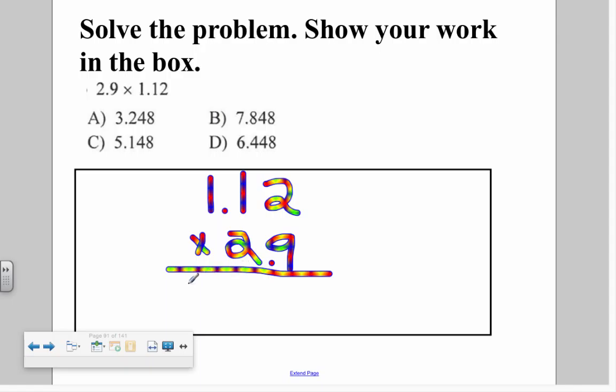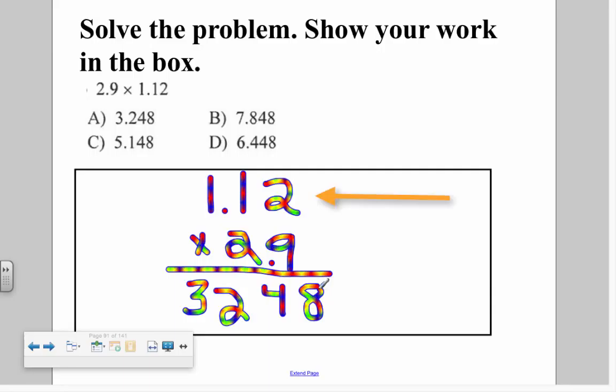So 112 times 29 is 3,248. Now if you remember, I need to count how many decimals are behind my number in 1.12. How many decimals are behind in 2.9? It looks like 1, 2, 3. So I need 1, 2, 3 digits behind the decimal, making it 3.248.